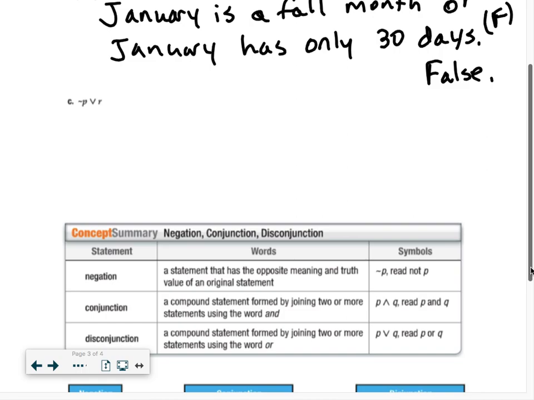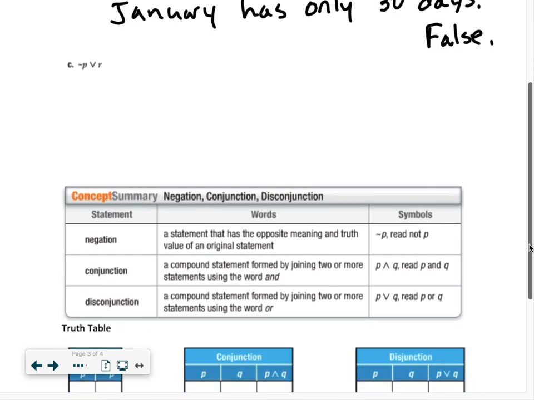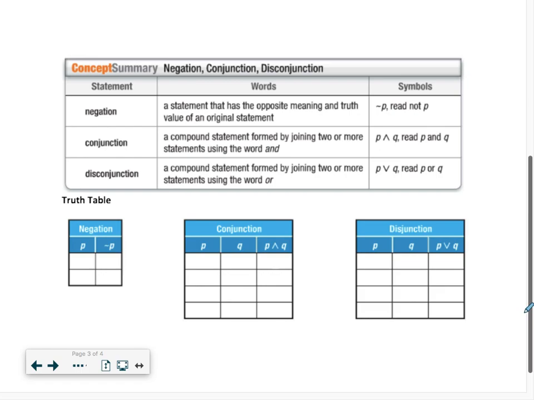Let's talk about truth tables here. Alright, this is kind of a summary of what we've learned here. Negating something, okay, it changes the truth value. We've got the symbols over here. We use the little squiggly, and we say not P. Okay, we have conjunction, and that was again and, and we had the symbol P and Q, and it again read P and Q. And then disjunction, P or Q. All right.